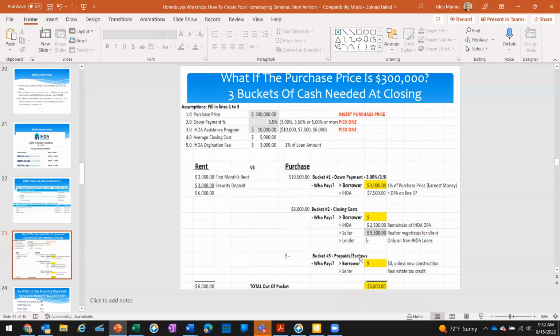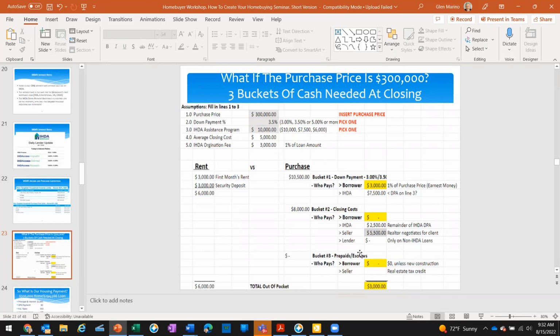Bucket number 3, escrows. Escrows are a fancy term for deposits you're going to set aside or set up with your lender for real estate taxes and homeowners insurance. Real estate taxes are paid twice a year, homeowners insurance once a year. But in the state of Illinois, our real estate taxes are paid 1 year in arrears. Again, a fancy term for we are in the year 2022. We are paying the 2021 real estate taxes. So we are in August.